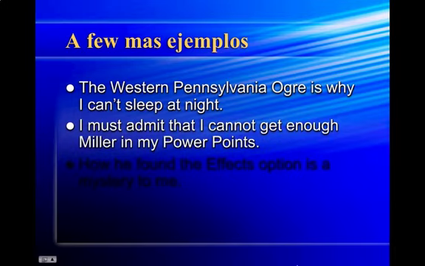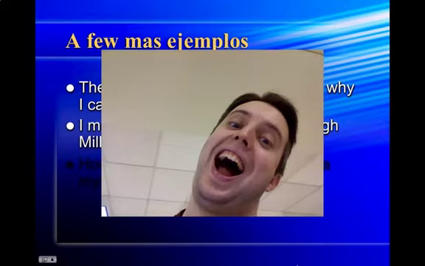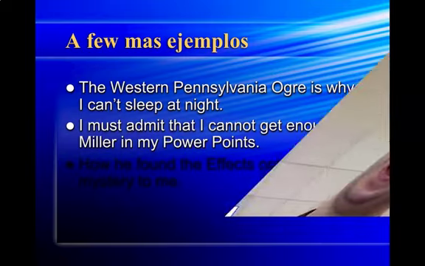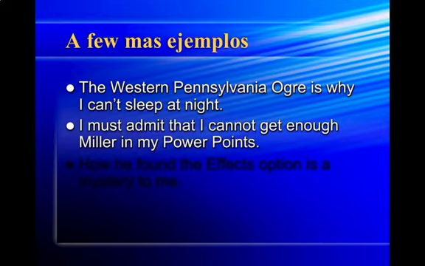I must admit that I cannot get enough Miller in my PowerPoints. Yes, he's a happy boy. And that was the picture on the grammar quiz. Recycle, why not? I must admit is the independent clause. That I cannot get enough Miller in my PowerPoints is the noun clause. Admit is an action verb, so the noun clause must be a direct object.